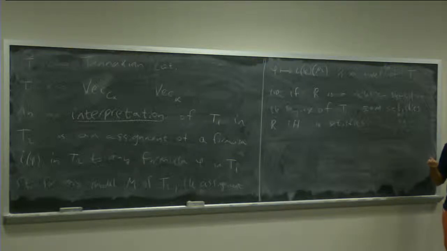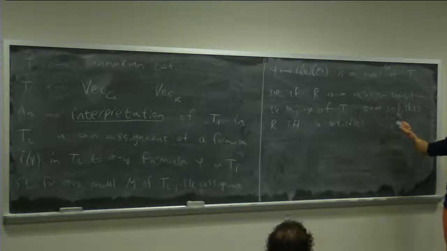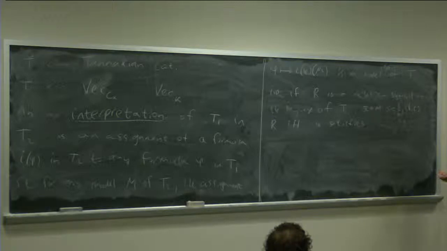So it means that for any sort, I find some definable set in T2, and then the new structure is going to be the points of that set. So the Q part for some Q is going to be the points of that set in M.